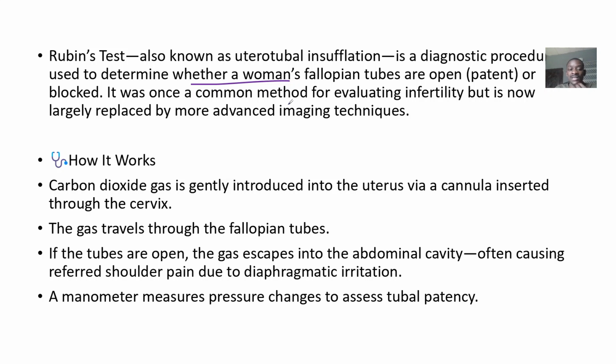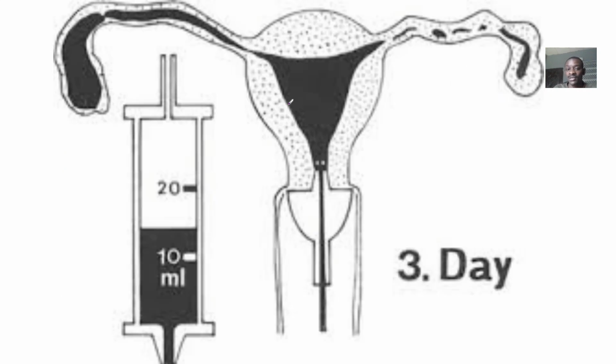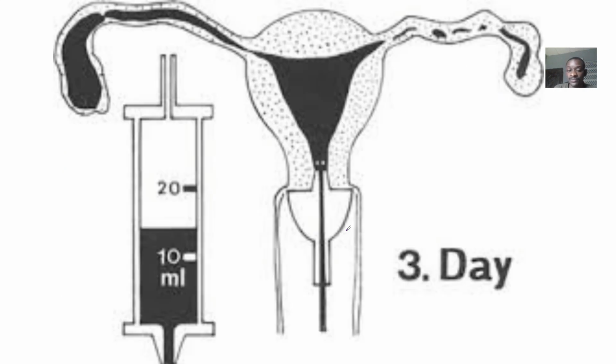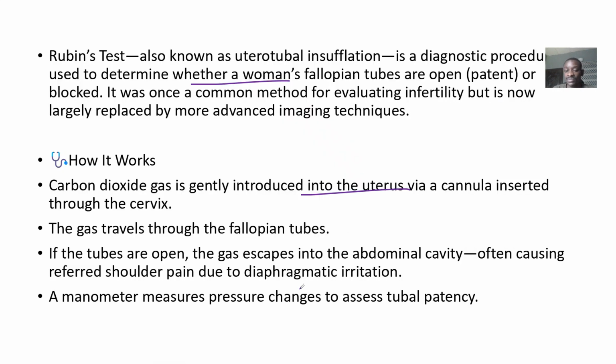So how it works, we said that carbon dioxide gas is introduced into the uterus via a cannula. So it's not actually fluid, it's carbon dioxide. The gas travels through the fallopian tubes. So if the tubes are open, the gas escapes into the abdominal cavity. Do you understand? Often it will cause reflex shoulder pain due to diaphragmatic irritation. Do you understand? So a manometer measures the pressure change to assess the tubal patency.